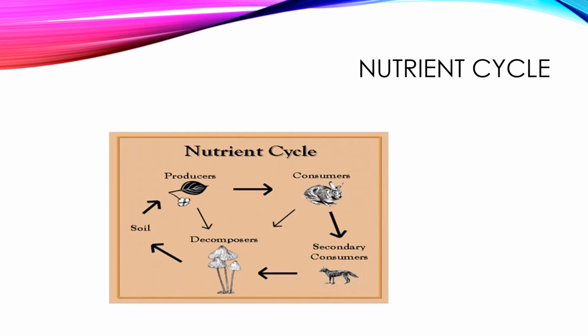You can see here soil is the reservoir and plants are the producers. All the producers take up the nutrients from the soil, and by consuming the plants, the consumer gets all those nutrients. The consumers are also of different categories, so this passes on to others, and when they die their body is decomposed, and all those nutrients are returned to the atmosphere or to nature.